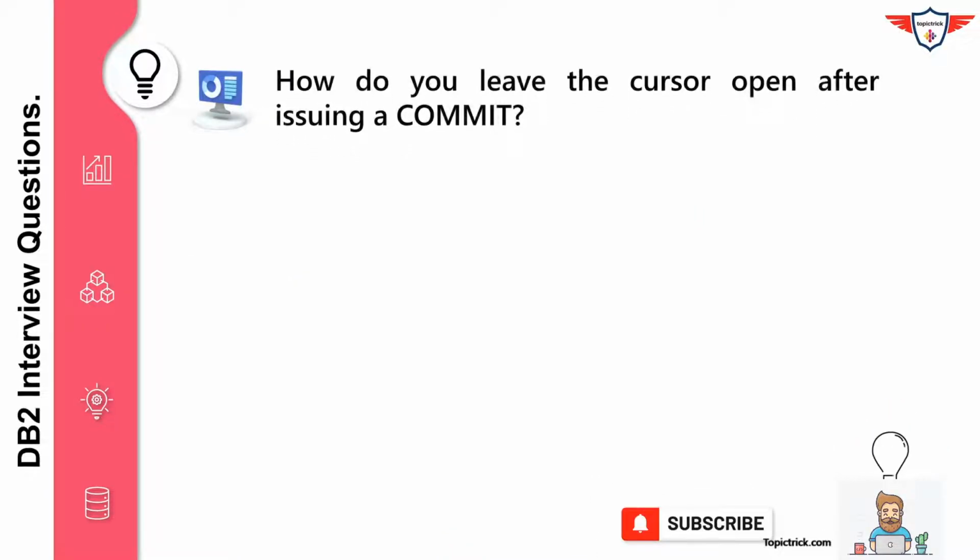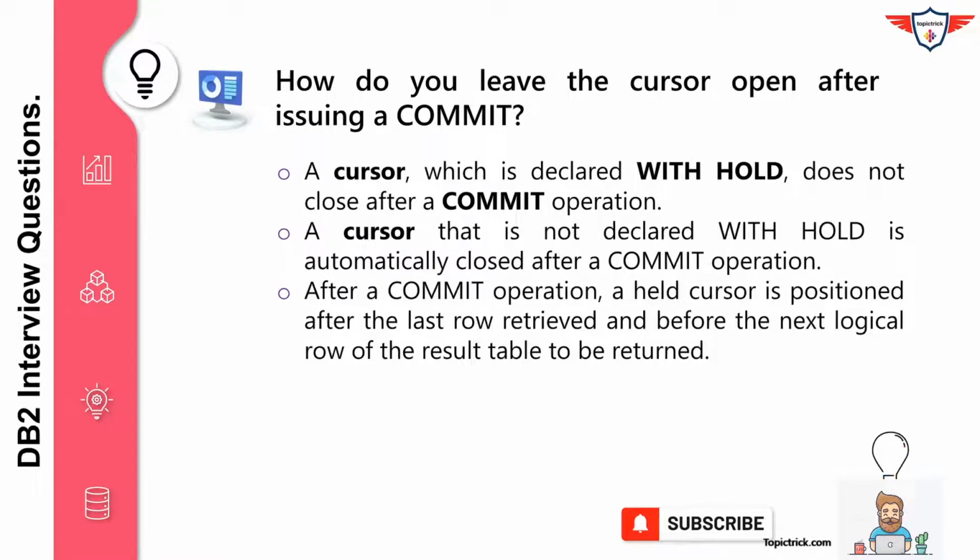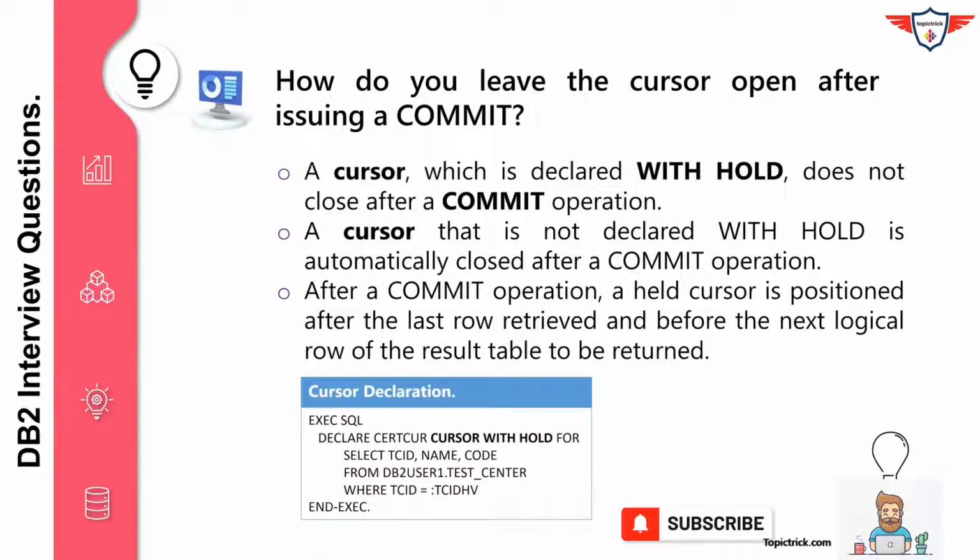How do you leave the cursor open after issuing a commit? A cursor, which is declared with hold, does not close after a commit operation. A cursor that is not declared with hold is automatically closed after a commit operation. After a commit operation, a held cursor is positioned after the last row retrieved and before the next logical row of the result table to be returned.